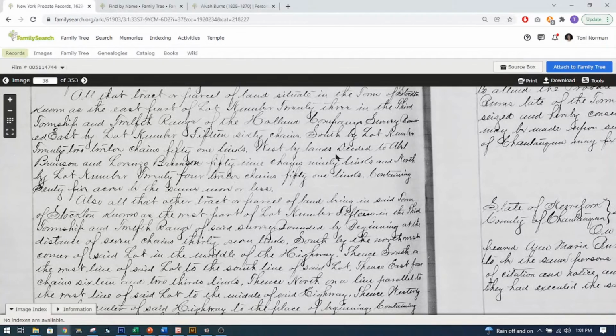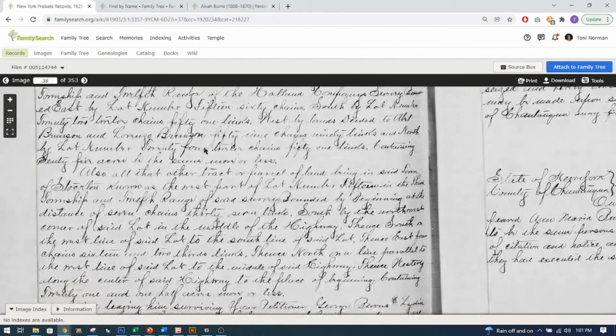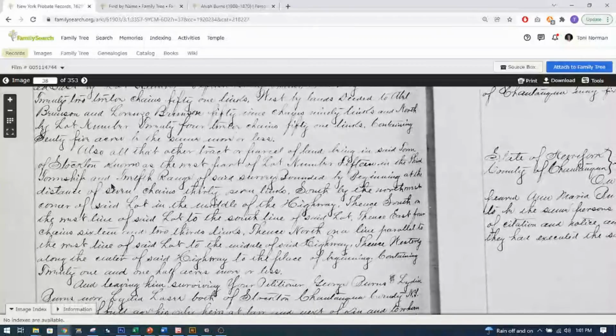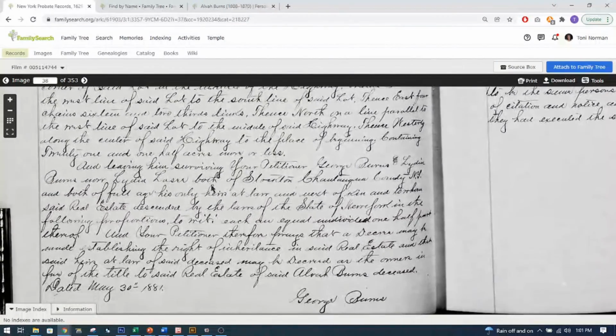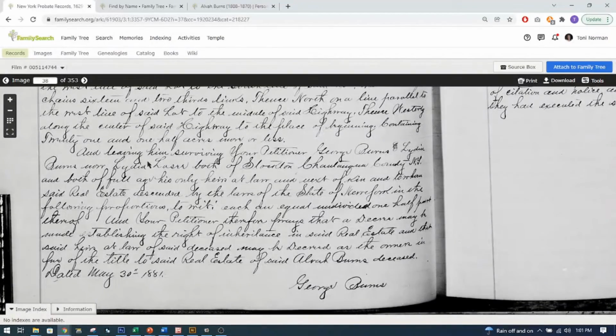And it gives west by lands. Anyways, this is kind of the description. And I came down and you kind of glance through it, and I'm looking for names. And here it says, "and leaving him surviving your petitioner George Burns and Lydia Burns."